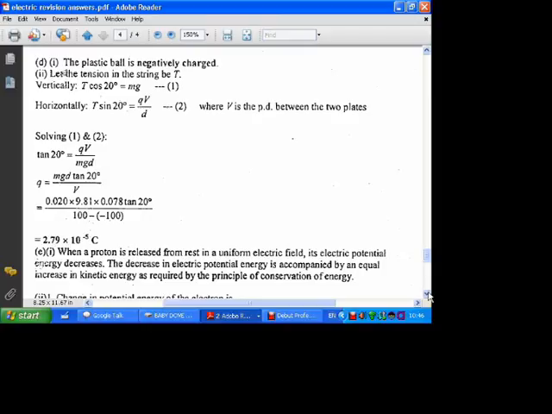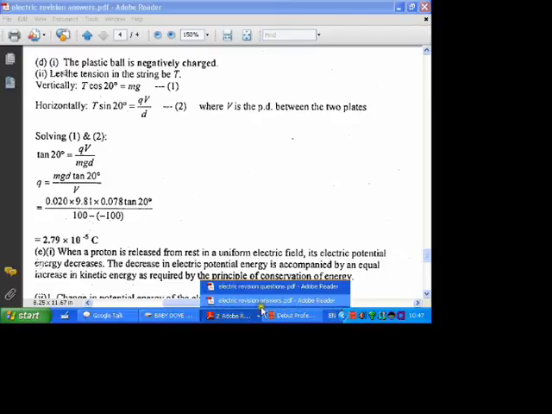And we should use this answer as the answer for the next one. Part 2 is a little bit related. Because if you release it from rest in the E field, definitely you will gain KE. But by conservation of energy, the KE must come from something, which is the loss in EPE.